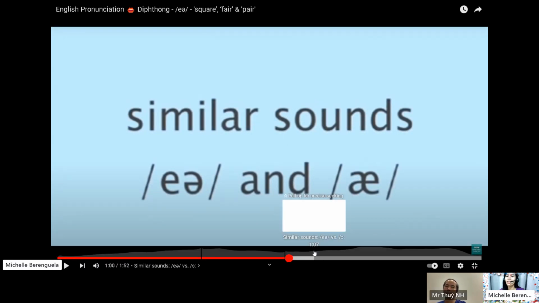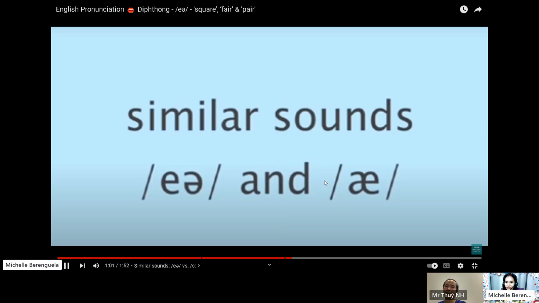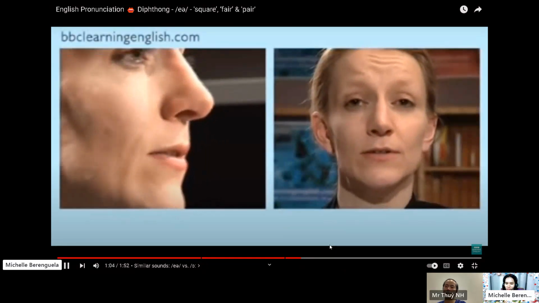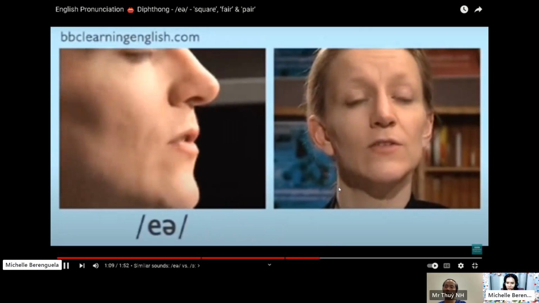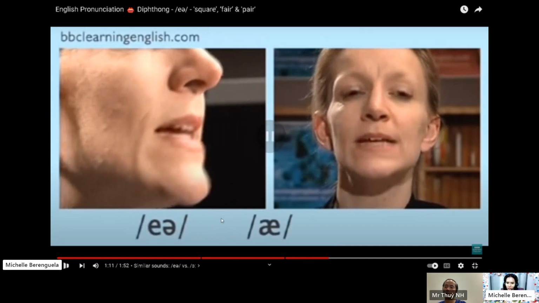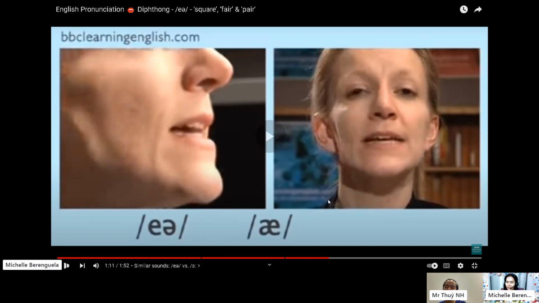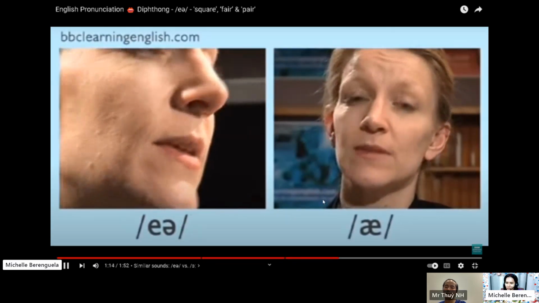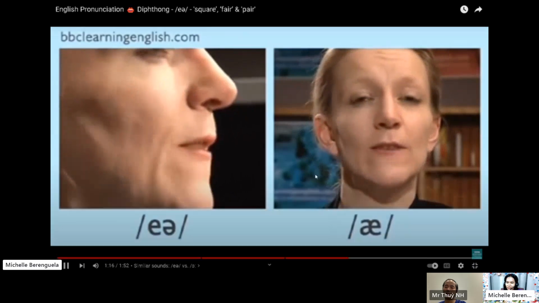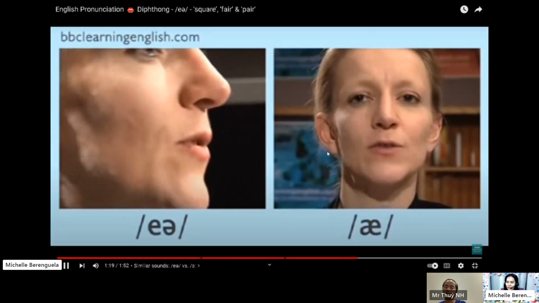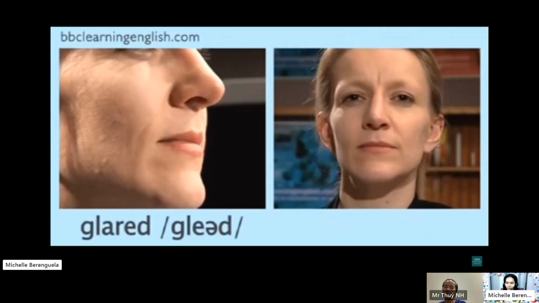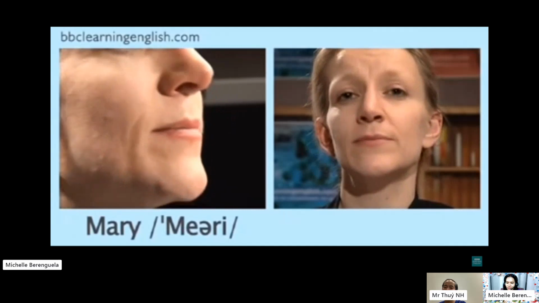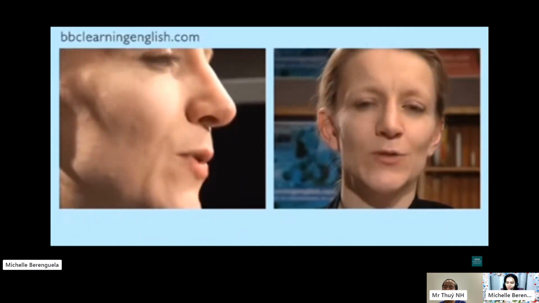Okay, so these are similar sounds. Some learners may find it difficult to tell the difference between this sound, air, and another sound, the short vowel "a". So this is air and this is "a". Listen carefully to hear the difference. For each example, I'm going to say the word with air first. Dared, dad. Glared, glad. Mary, marry. Now you try.